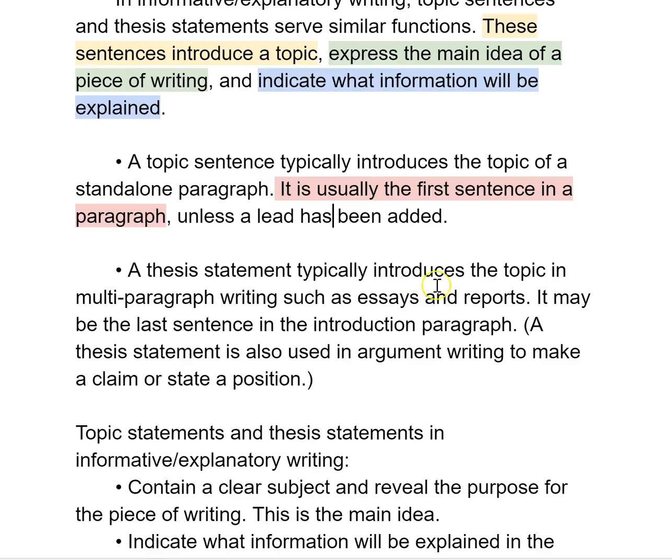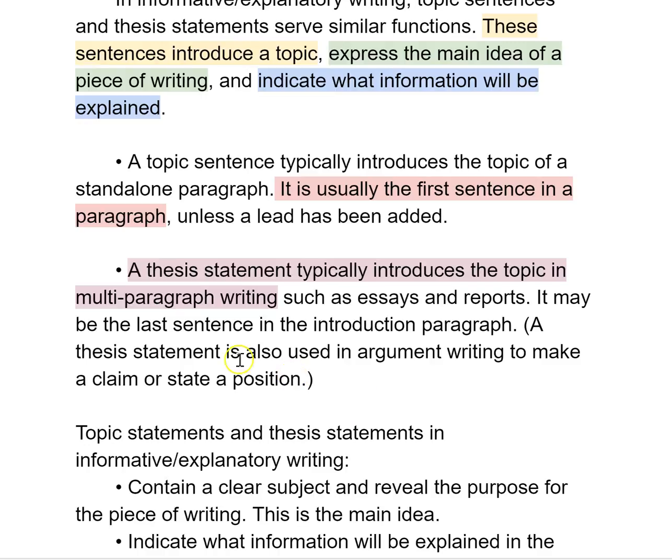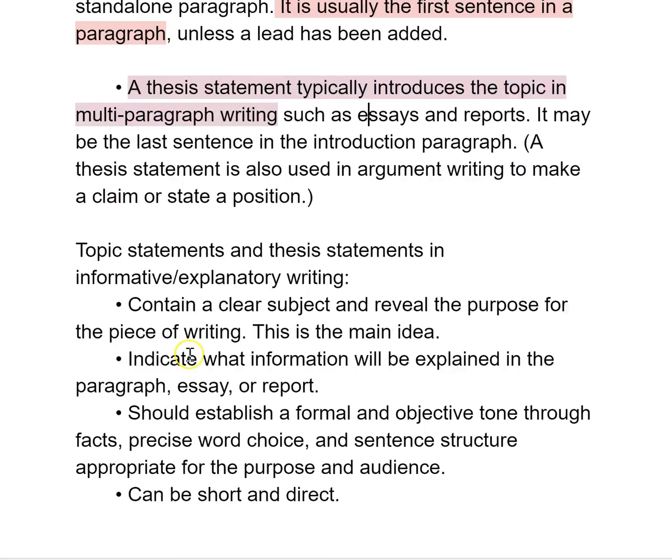A thesis statement typically introduces the topic in multi-paragraph writing, such as essays and reports. It may be the last sentence in the introduction paragraph. Okay, so this is a thesis statement. It introduces the topic in the multi-paragraph writing, which is what you're going to be doing, multiple paragraphs, not just one or two, but multiple paragraphs. A thesis statement is also used in argument writing to make a claim or state a position.